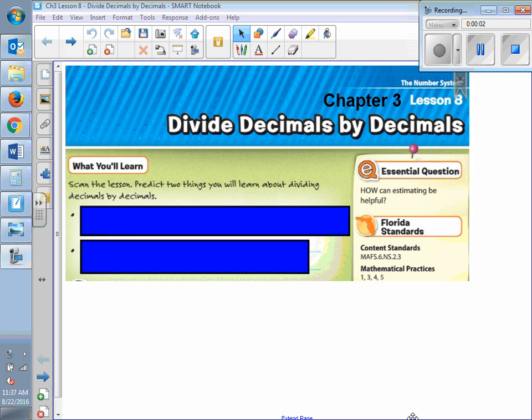We are looking at Chapter 3, Lesson 8. We are going to divide decimals by decimals. All right, so we want to predict two things that you will learn about dividing decimals by decimals. So here are the two things we're going to talk about.